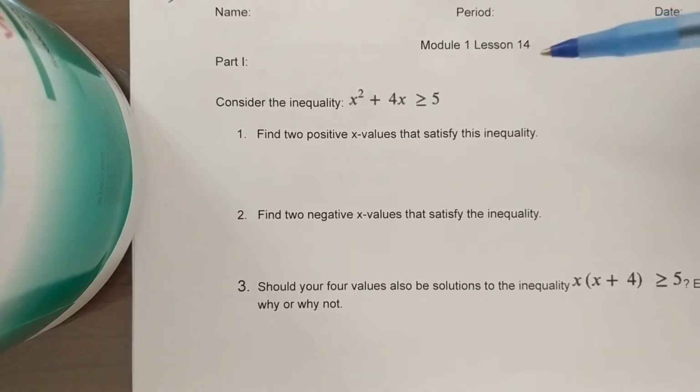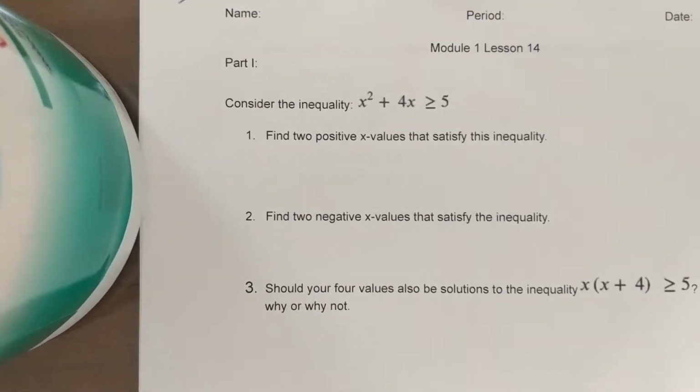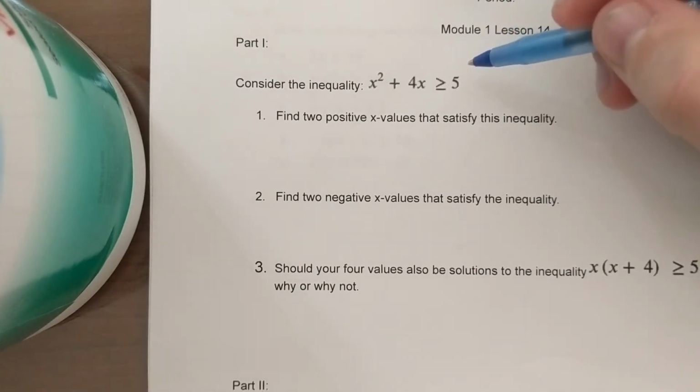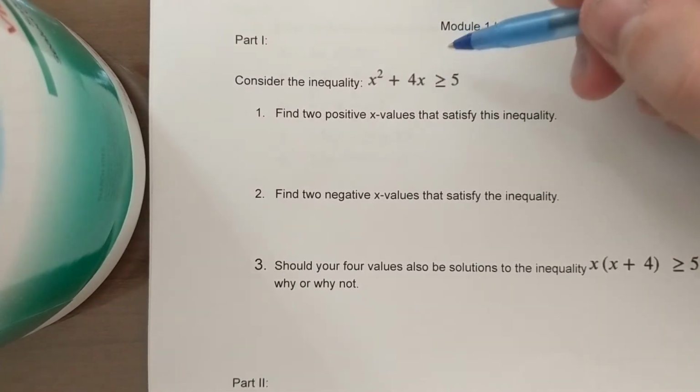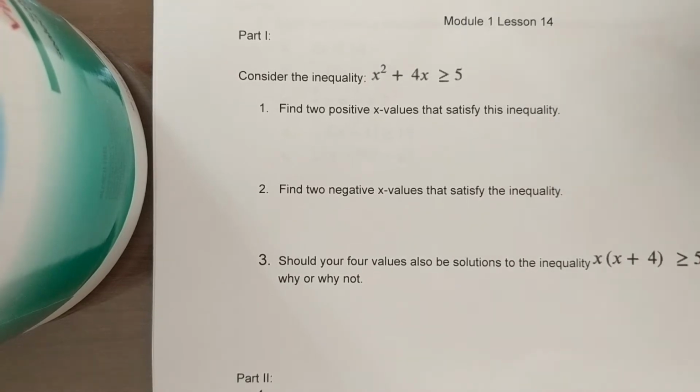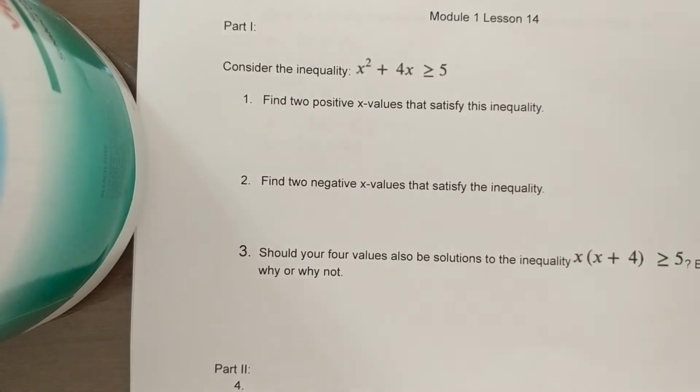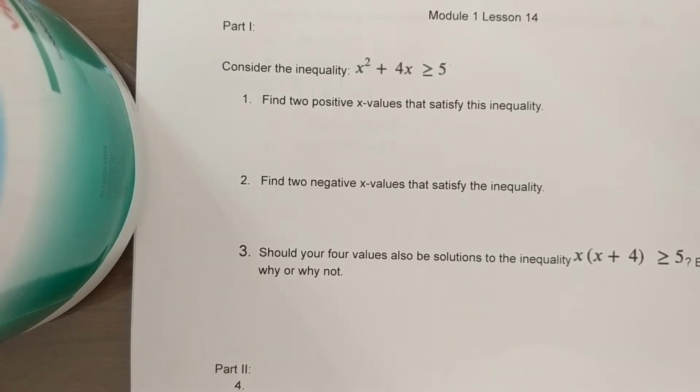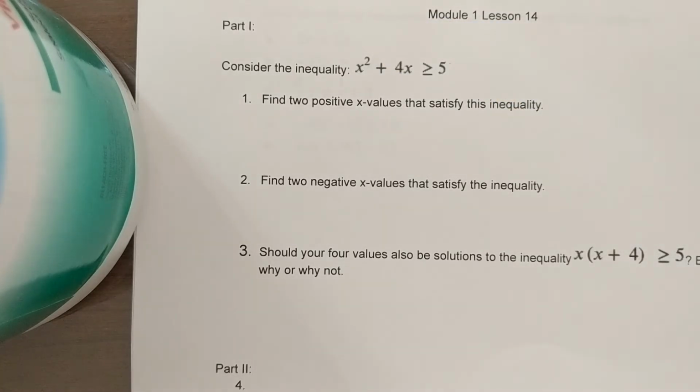So the problems are very similar to what we've been doing, except one thing you will notice: they are inequalities. They have greater than or equal to symbols, greater than, less than, or not equal to symbols. If we look at the first three questions, the first two go with the problem at the top: x squared plus 4x is greater than or equal to 5. Number one says find two positive x values, so anything that's greater than 0 that will satisfy the inequality. So any two numbers that, if we plug them in, will be greater than or equal to 5 will work.